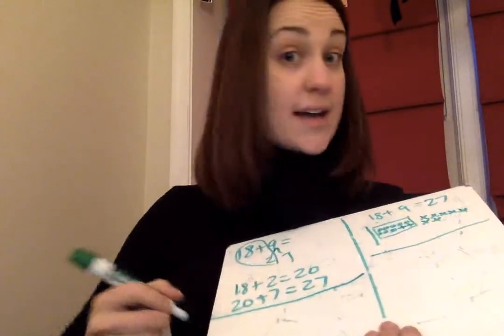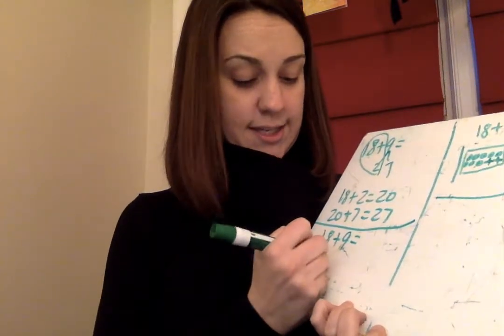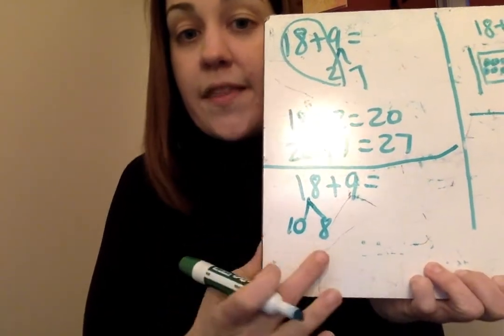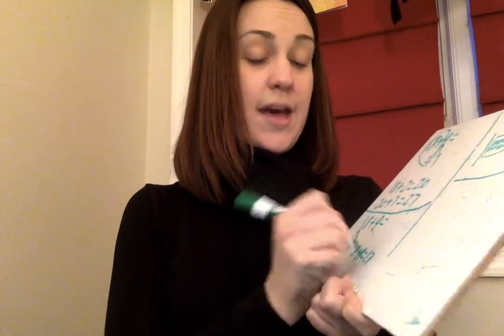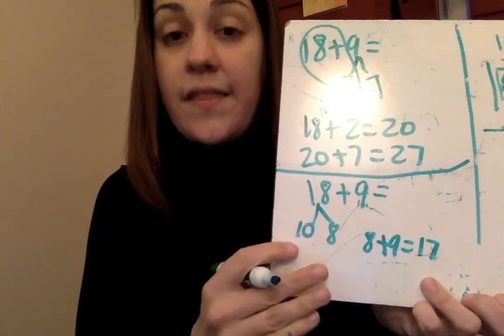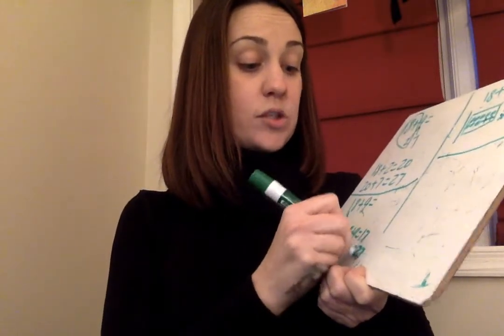Some students are not as comfortable doing this, so what they're still doing is adding the 1s and the 1s and the 10s. That would look like decomposing 18 into 10 and 8. Then they would add the 1s. They would say that 8 plus 9 is the same as 17. Then they still have that group of 10. 10 plus 17 is the same as 27.